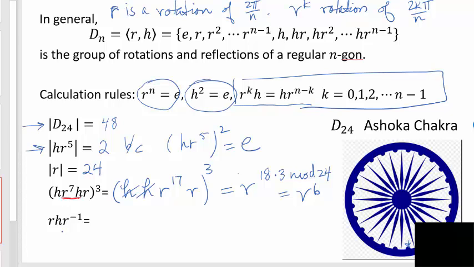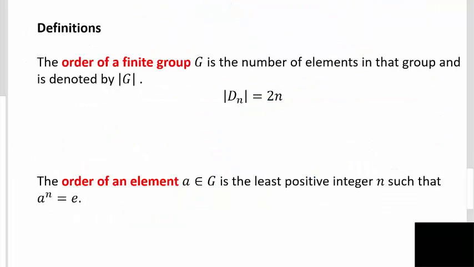Okay, the next calculation, RH, R inverse. Well, I think I would still go with the strategy of getting the H on the left. So I'm thinking of just RH here, and we are in D24. So RH is HR to the 23. And I want to multiply that by R inverse. So we'll just go ahead and add these exponents and get R to the 22. And this is one of the group elements, HR to the 22.